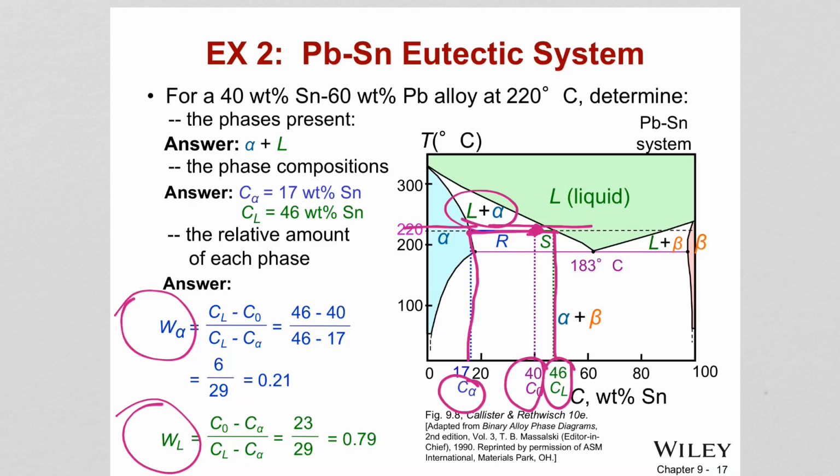So how much alpha do we have? 0.21. How much liquid do we have? 0.79. So 21% alpha, the rest is basically 79% liquid. And within this alpha, the composition of it is 17% tin.